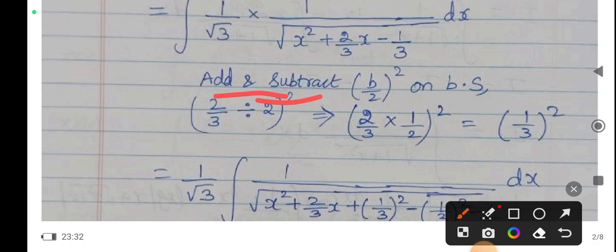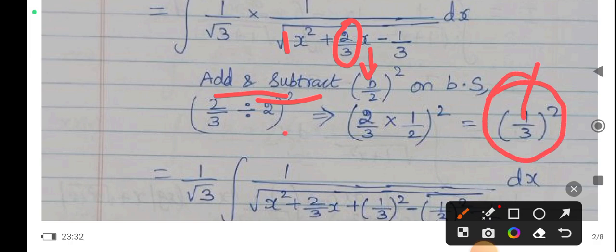For that, always (b by 2) whole square. Coefficient of x by 2, so 2 by 3 by 2. Any number, yes, but make sure the x square coefficient should be 1. So only we are taking the 3 as common. So make sure the x square coefficient is 1. Then take b, that divided by 2, and you have to square.